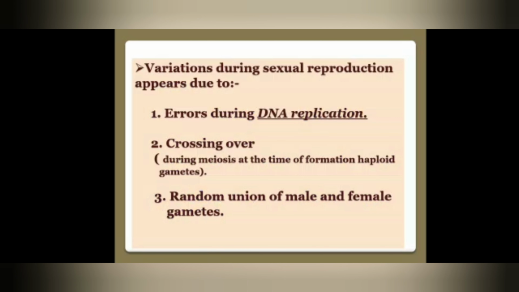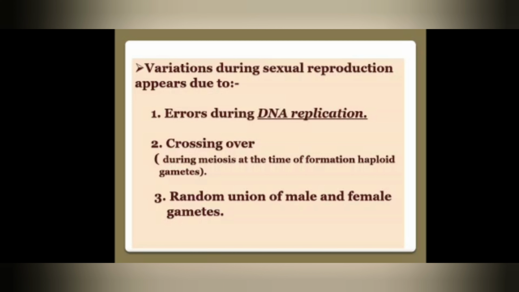Variation during sexual reproduction: why does it appear? Here's the reason. The question can be, variation during sexual reproduction, why does it appear? The basic reason for sexual as well as asexual reproduction is errors during DNA replication. As sexual reproduction is more complex compared to asexual reproduction, the complexity gives rise to variation. The chances of variation are maximum in sexual reproduction and minimum in asexual reproduction.